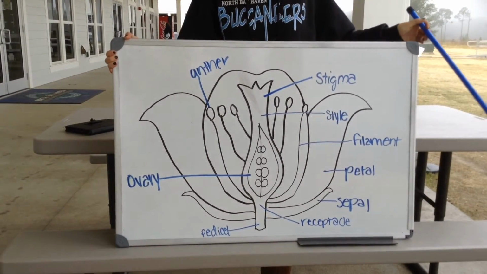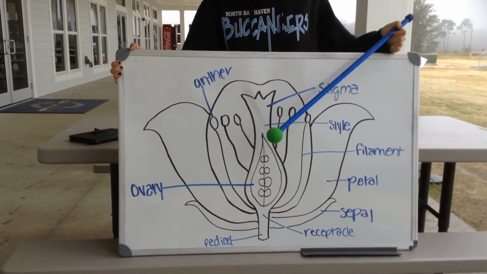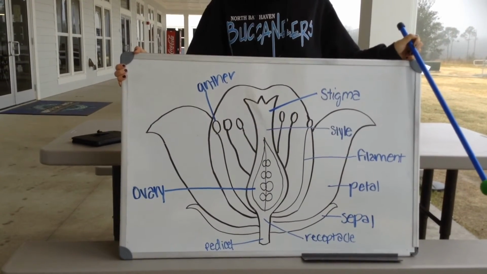An anther, which is the part of a stamen that contains the pollen. A filament, which is the slender part of a stamen that supports the anther. And a sepal, which is the part of the calyx of a flower enclosing the petals.